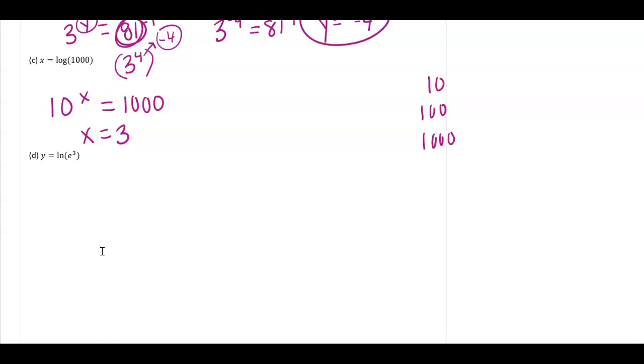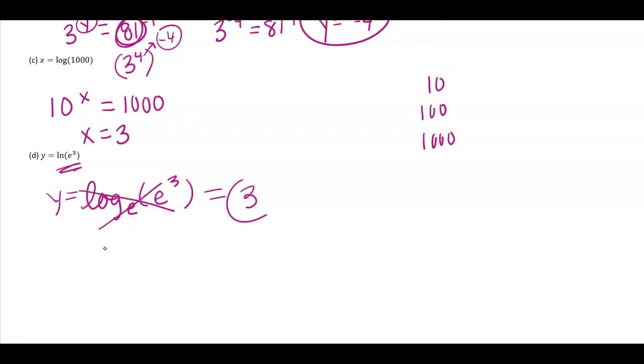And then in D, I have natural log. So again, this is like writing log base e of e cubed. We just don't write it that way. We use the natural log to undo e as a base. Those are inverse operations. So I'm just left with 3 here.